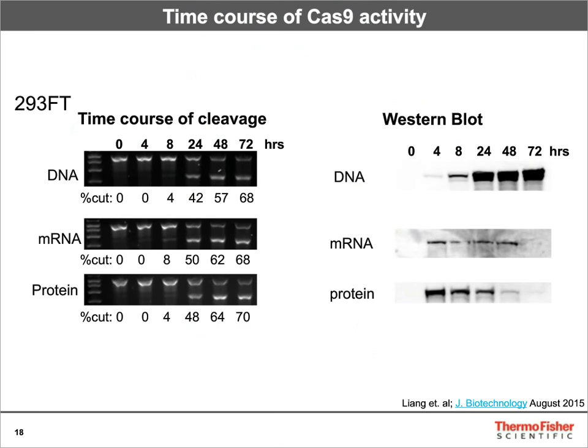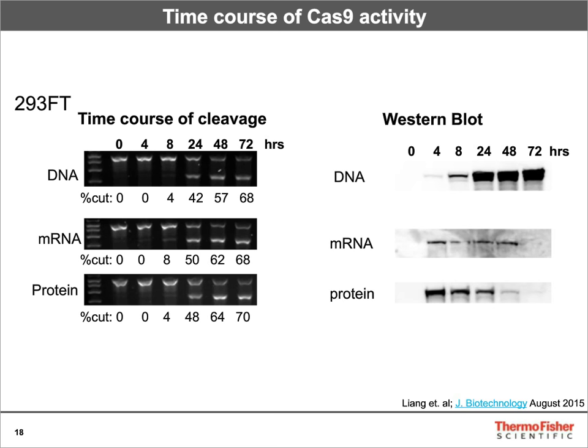The next thing that we wanted to do is compare the activities of the DNA, mRNA, and Cas9 protein formats. More importantly, we wanted to look at the levels of Cas9 expression within the cell. So here is an experiment in 293 FTs using the three different Cas9 formats. We optimized the amount of Cas9 using these three different formats to get relatively similar amounts of cleavage efficiency so that we can compare the expression levels. On the left side is the data from the cleavage detection assay.